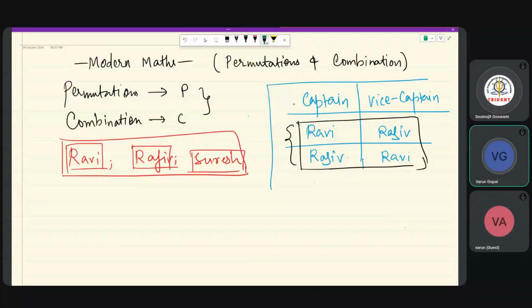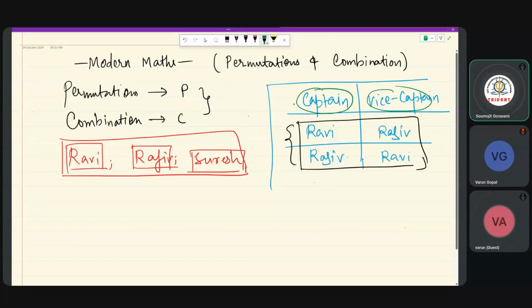And if you just pay attention to this idea, captain, vice captain, in the captain column, when I choose Ravi, vice captain is Rajiv. When I choose Rajiv as captain, vice captain is Ravi. They are pretty distinguishable, right? Because if you choose somebody as captain, the other one is vice captain, so they're not similar in any case.